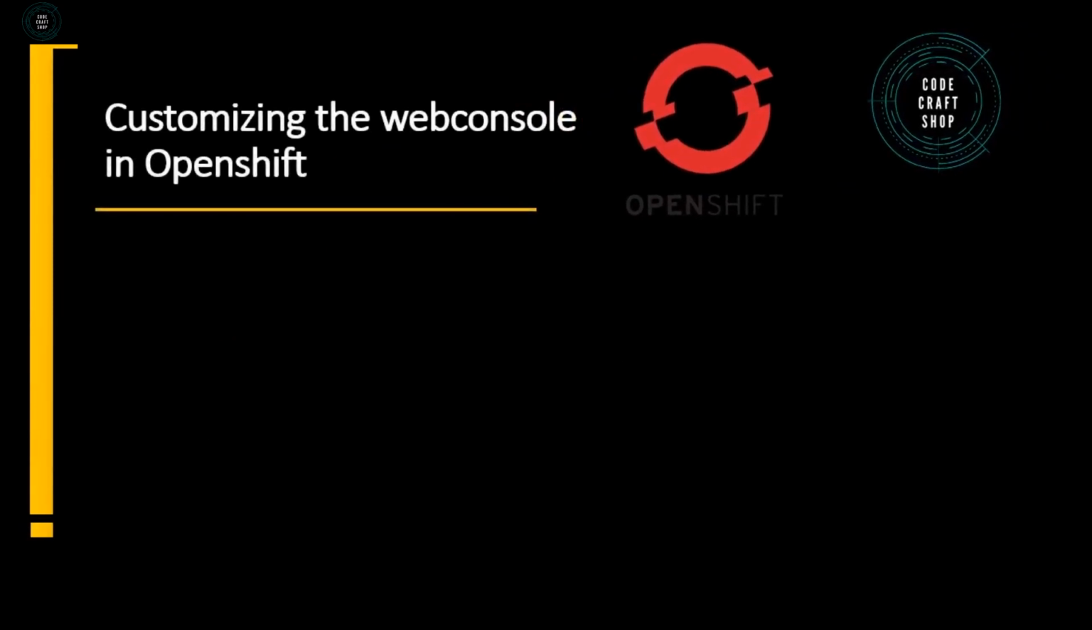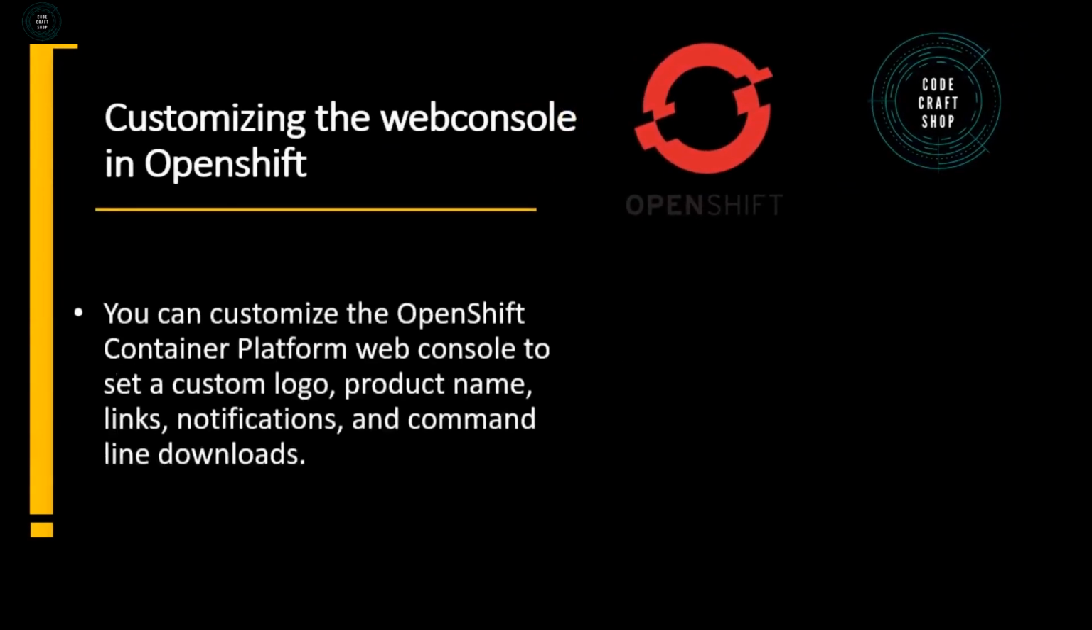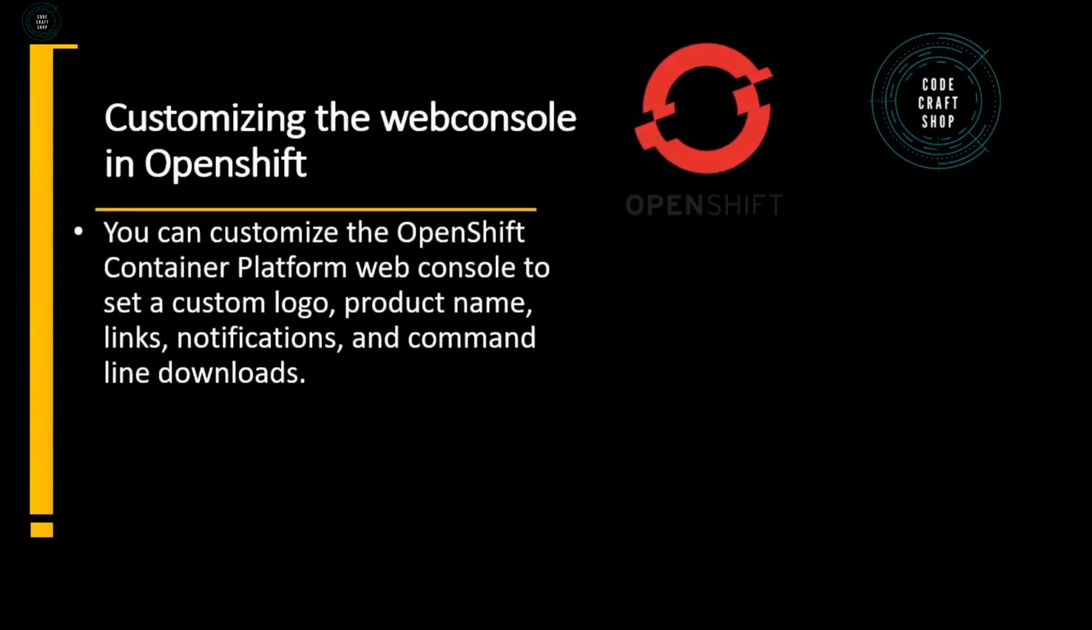So the question arises, why do we need to customize the web console in OpenShift? We can customize the OpenShift Container Platform, or the OCP web console, to set a custom logo, product name, links, notifications, and command line downloads.